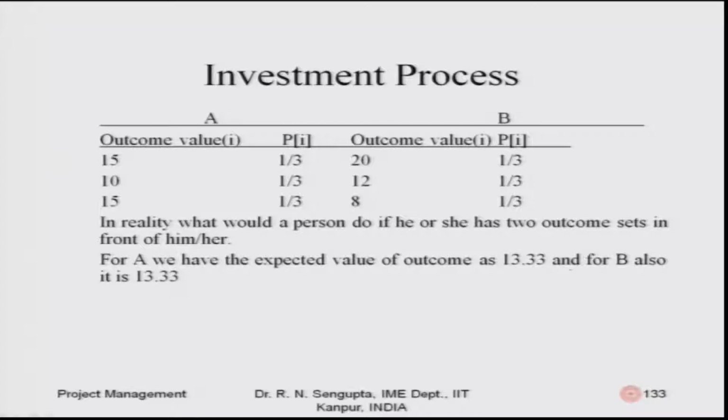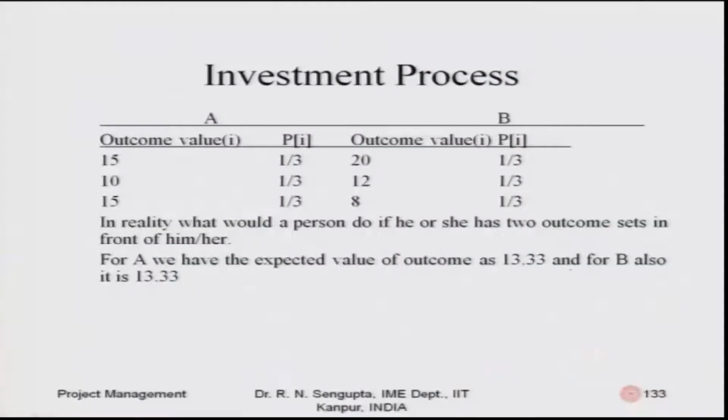Now, let us pause here for 1 minute. The outcome values given in the first column and in the third column may be specific to a person. Say, if I am trying to analyze the same problem for person 2 with the same type of inputs, 15, 10, 15 for project A and 20, 12, 8 for project B. Let me give you some values in the algebraic sense, not 10, 20, 30, 40, but just to make you understand.